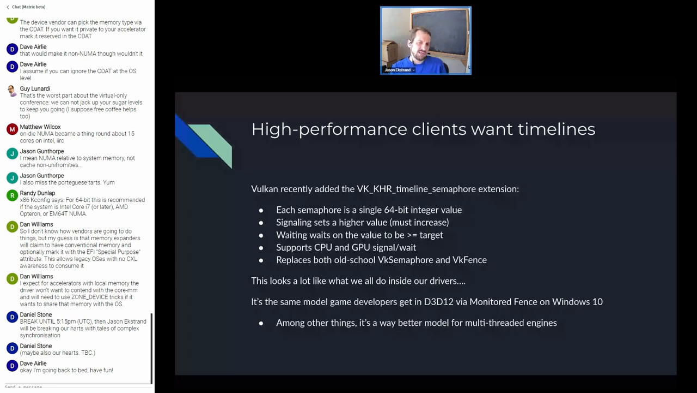This looks a lot like what we do inside drivers today. You write a sequence number, you trigger an interrupt, and that's the way most of the synchronization works. It's also the same model that game developers are getting on D3D12. And I believe it's the same model they're getting on most of the consoles today as well. Game developers absolutely love it. One of the big reasons is it's a lot better for multi-threaded engines, and I could go into that, but I am not going to go into details there.